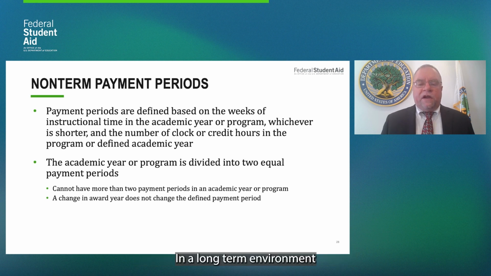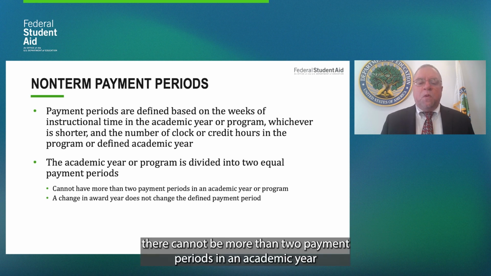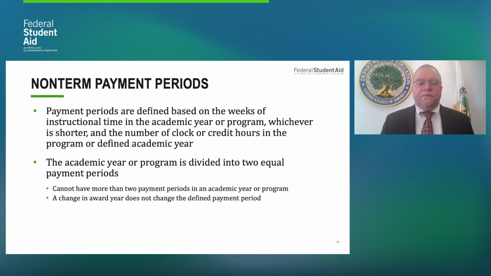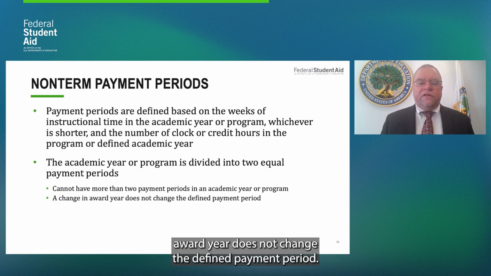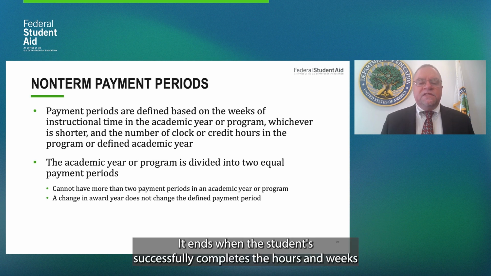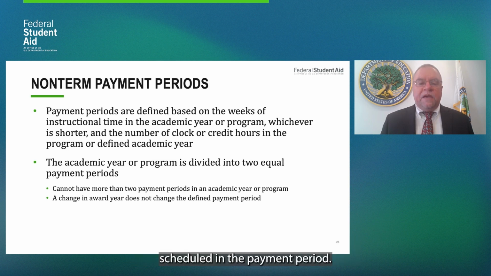In a non-term environment, there cannot be more than 2 payment periods in an academic year or program, and the payment periods must be equal in length. A change in award year does not change the defined payment period. In other words, a non-term payment period doesn't automatically end on June 30th. It ends when the student successfully completes the hours and weeks scheduled in the payment period.